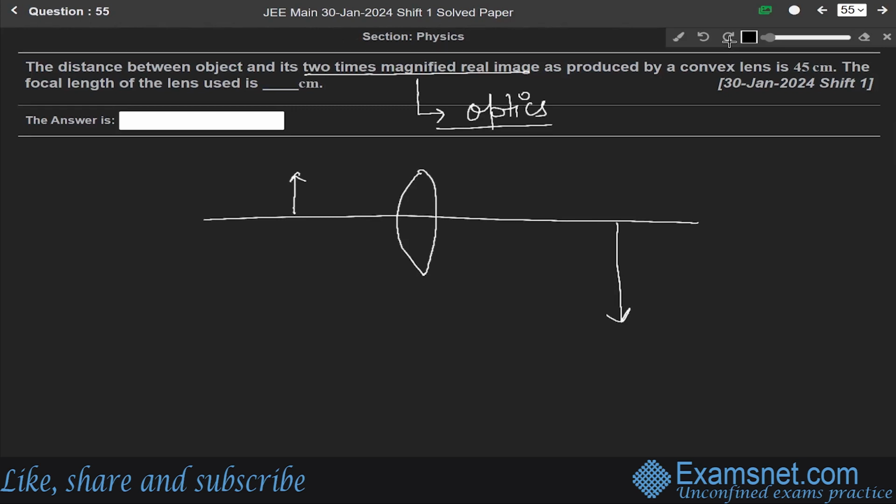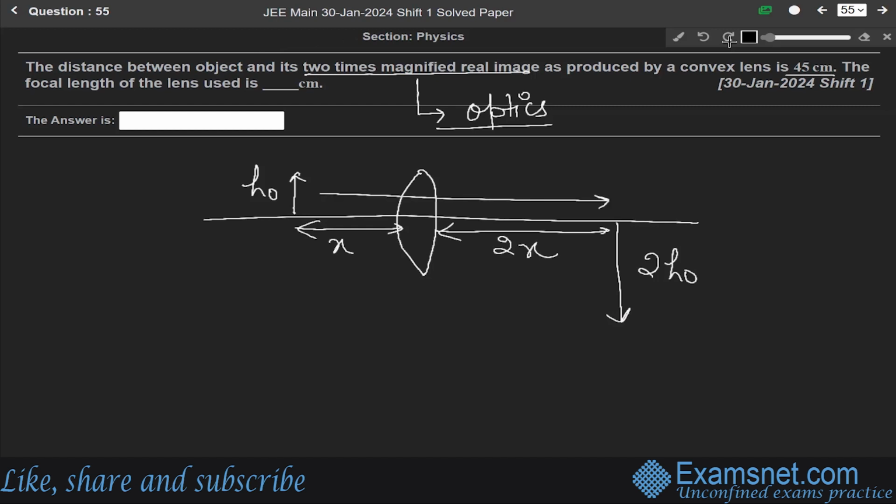And 2 times magnified real image means if the height of the object is h naught, the height of the image will be 2h naught. Means if the distance of this object is x, the distance of the image will be 2x. And the distance between the object and its 2 times magnified real image is 45 centimeter, means x plus 2x is 45 centimeter. So 3x is equal to 45, so x is equal to 15 centimeter.